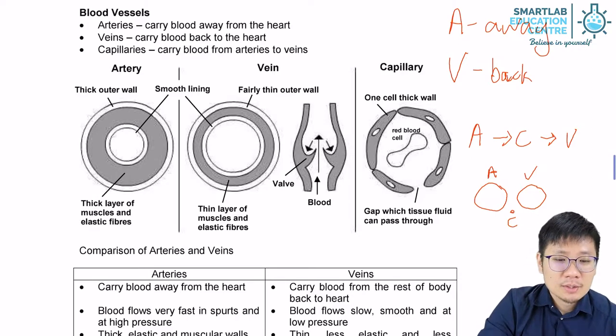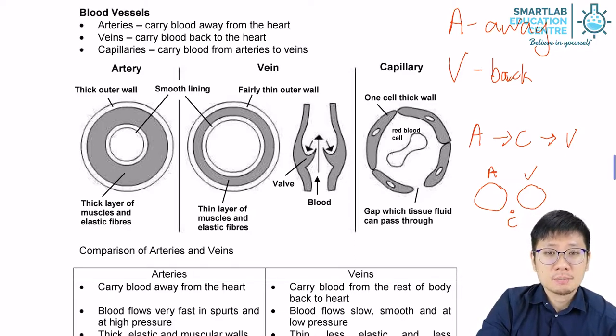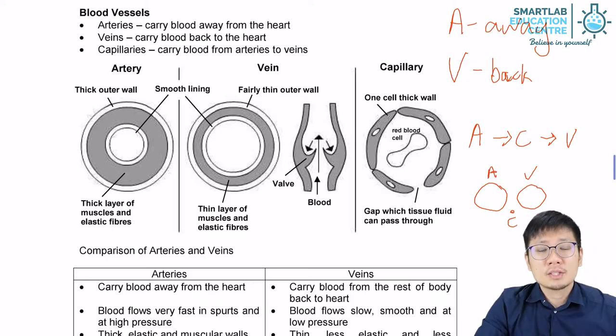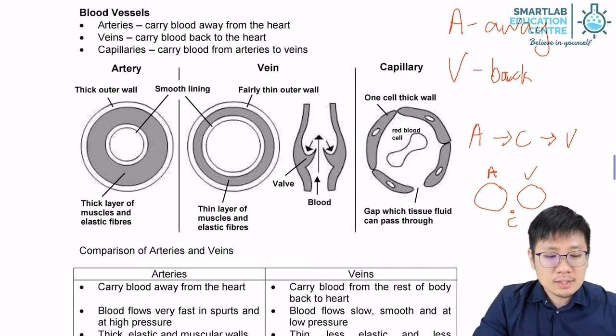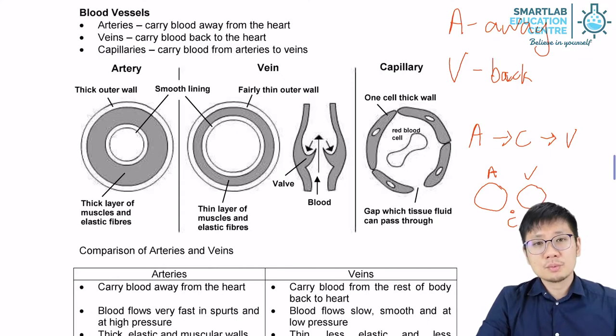Okay, now, the arteries, why are they so big? The arteries have a very thick layer of muscles and elastic fiber. The reason for this is that they need to deliver blood from the heart to other parts of the body or to the lungs. Since the heart contracts very powerfully, it will have generated a lot of pressure. The blood pressure in the arteries is very, very high. The muscles and elastic fibers are there to prevent the arteries from bursting and also to maintain the high blood pressure as it passes through the artery.